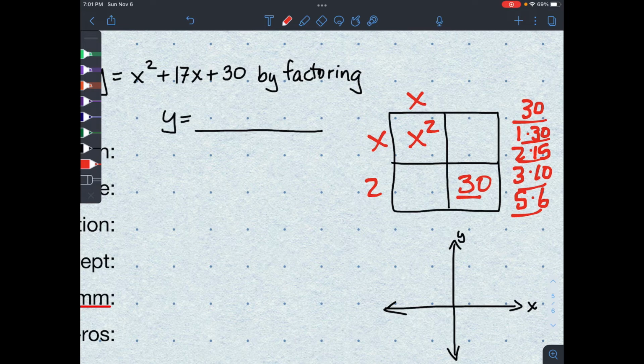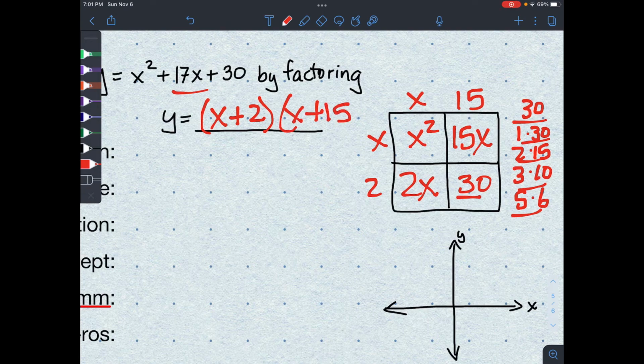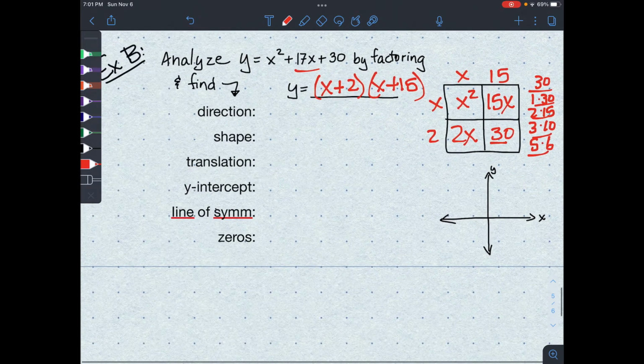So 2 and 15. Let's verify that that works. We get a 15x here, we get a 2x here. Voila, 17x. So now I've written it in factored form. X plus 2 times x plus 15. Well, now we know a whole bunch of information.